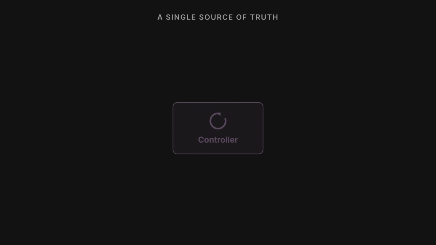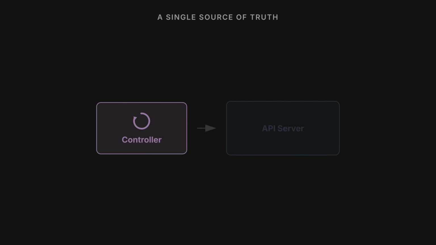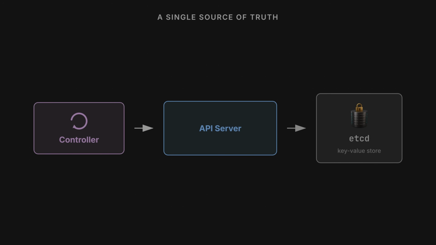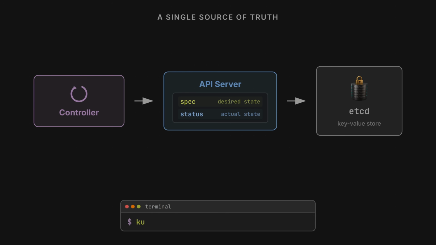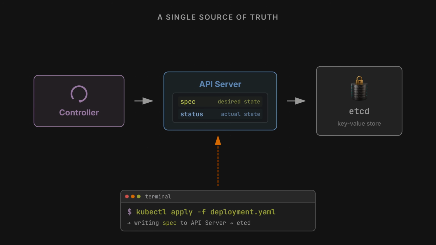And they all coordinate through a single source of truth, a distributed key value store called etcd, with the API server sitting in front of it. Both your desired state and the actual reported state live there. When a controller needs to check what did the user ask for and what's actually running, both answers come from the same place through the API server. When you run kubectl apply, you're not deploying anything. You're writing your desired state into etcd through the API server. The controllers notice, and they do the rest.